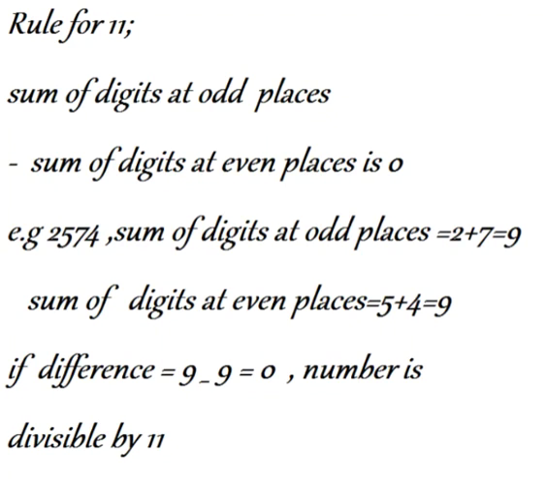For example, 2574. Sum of digits at odd places is 2 plus 7, which is 9. Sum of digits at even places is 5 plus 4, which is 9. And the difference, 9 minus 9, is 0. So the number is divisible by 11. And if the difference is not equal to 0, the number is not divisible by 11.